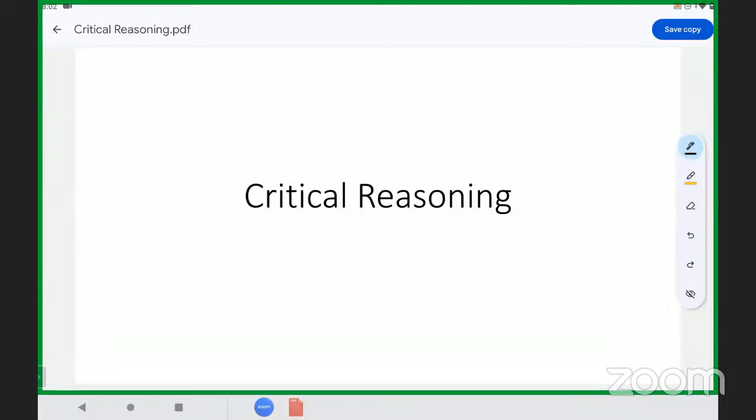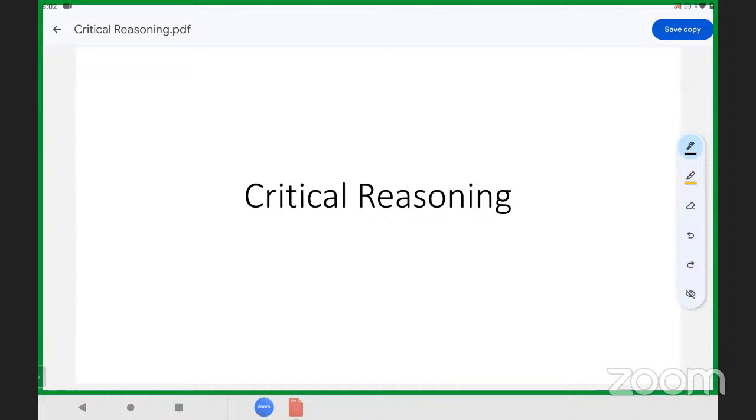The topic is critical reasoning. Critical reasoning is a common question type in many exams. What you have to do is logically evaluate the situations which are presented. Basically, you will be provided some statements, and on the basis of that, you have to critically find out which statement is in line with the given passage.